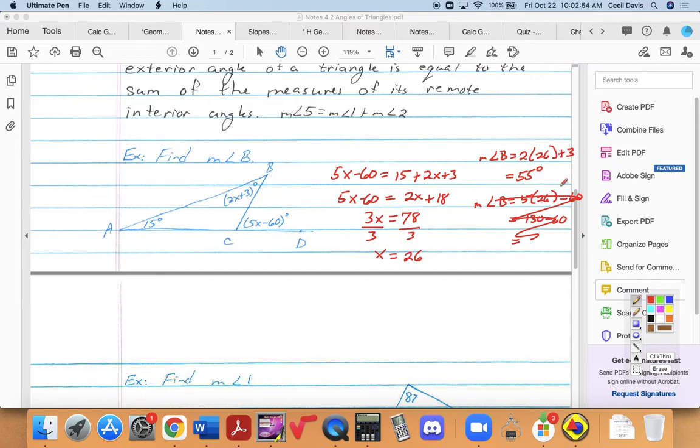Okay, any questions about that? So the exterior angle is equal to the sum of the two remote interior angles. Let's go on to page 2.